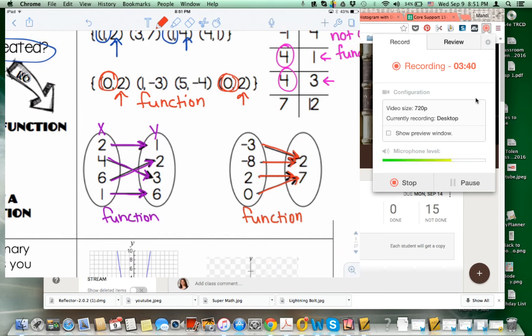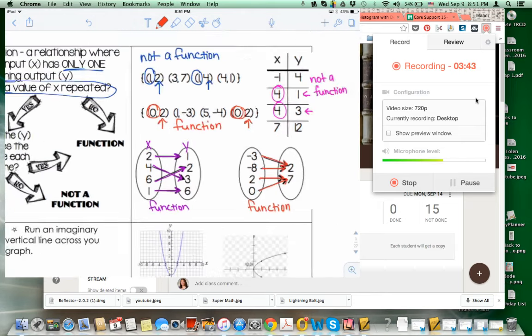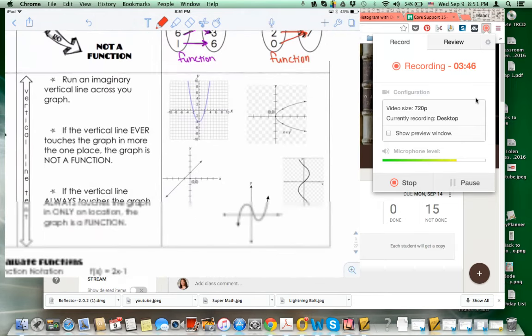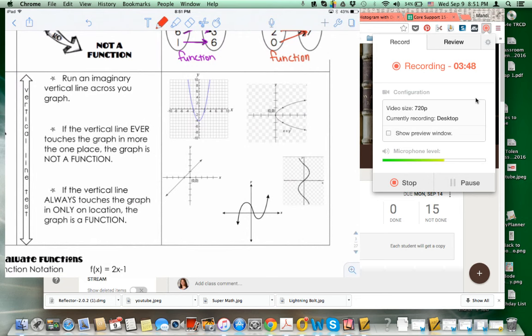Okay, so sometimes we also talk about functions as a graph. So how do you tell if a graph is a function? Well, we have this thing called the vertical line test. So you can draw a vertical line through your graph, and if it ever touches in more than one place, it's not a function. But if it always touches in only one place, then it is a function.